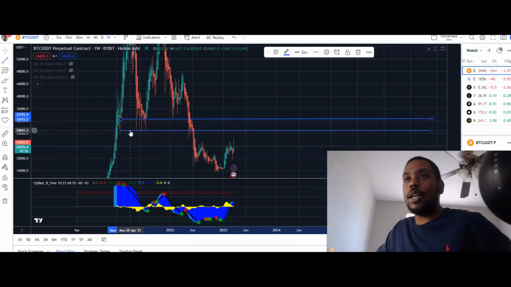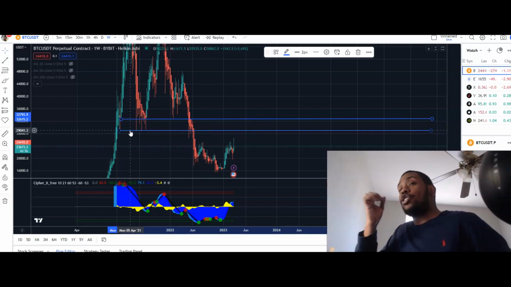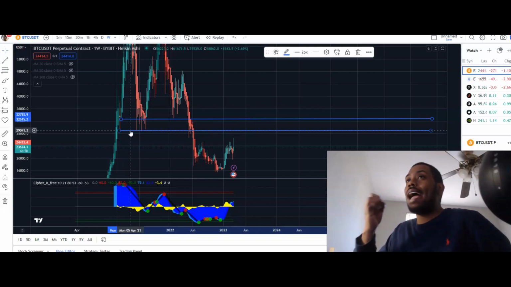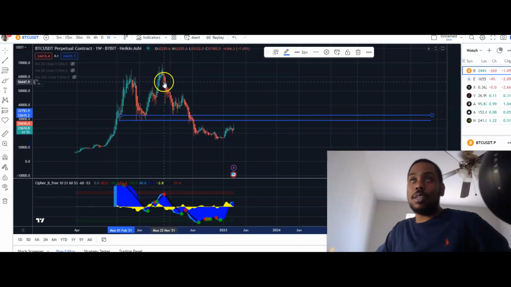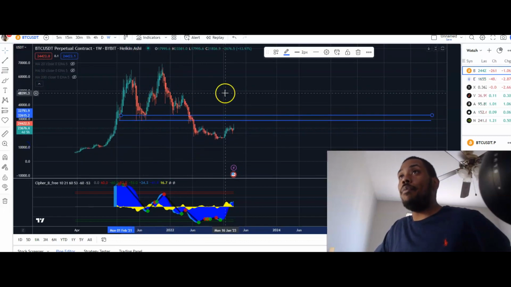Because now, as you can see right here, if we go back on the weekly chart all the way back to April of 2021, this same exact area that we chalked off acted as support, where once we got here, we got a bounce, and the market gave us a higher high, as you can see in the last bull run in the market.